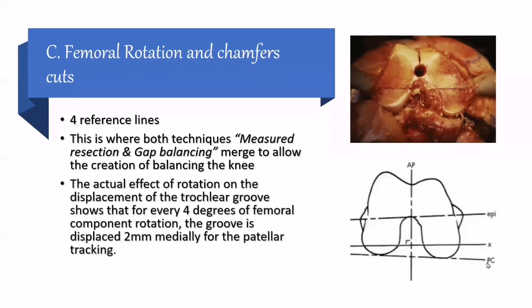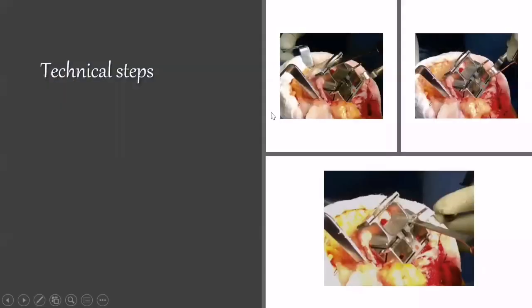The actual effect of rotation on the displacement of the trochlear groove, and this is so important, is that for every 4 degrees of femoral component rotation, the groove is displaced 2 millimeters medially for patellar tracking. So what we are doing is component-by-component external rotation to achieve patellar tracking.